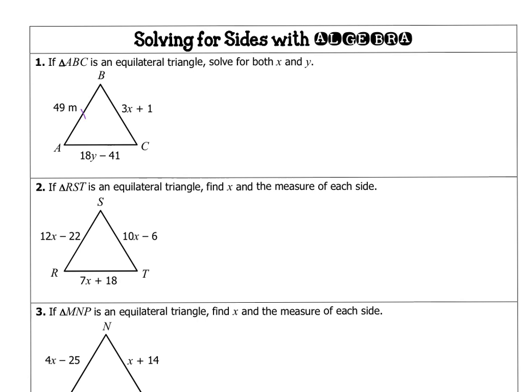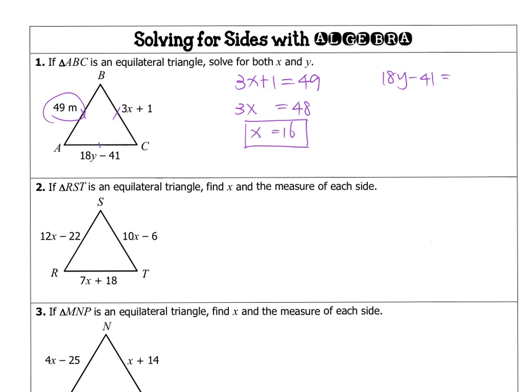So we know if it's equilateral, all 3 sides are congruent. Probably the easiest thing is, because this only has a number there, this length there, we set it up. That's the setup. And so I should have 3x equals 48 and x equals 16. That's my x. And I can do the same thing for y, because they are equilateral, and I should have y equals 5 if you solve your algebra.